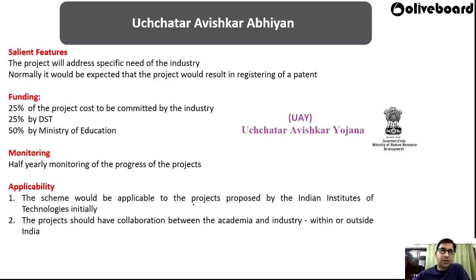What are the salient features of Uchchatar Avishkar Abhiyan? The salient feature is that the project will address a specific need of the industry. That means here we are giving research facilities, and we are going to do research only in those things which our industry needs right now in our country. On that thing only we are going to do research, and only on that thing are we going to do funding, which are especially needed by the industries.